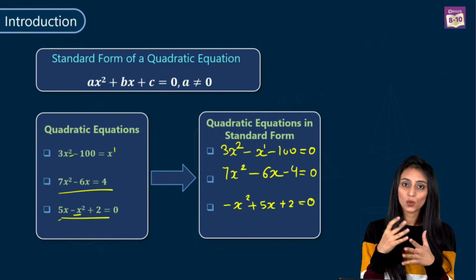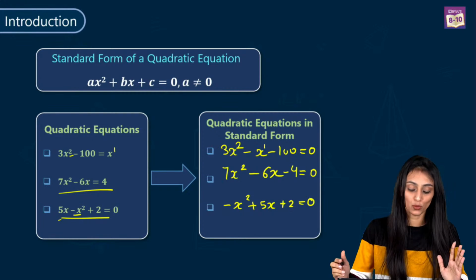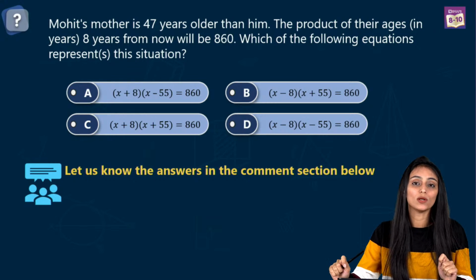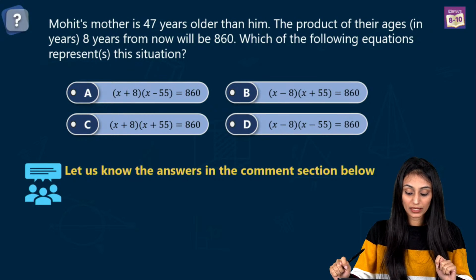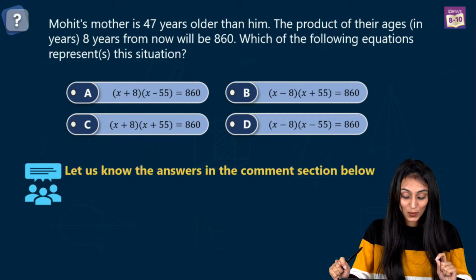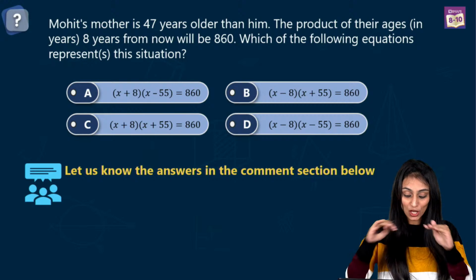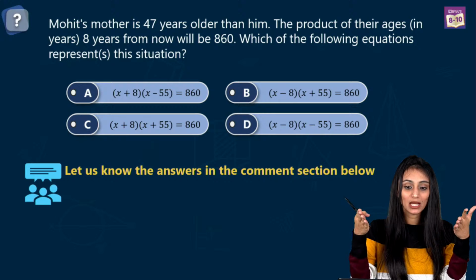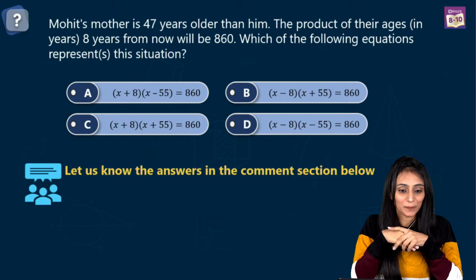So we know about the basics, right? Now let's try out a question to check your understanding. Mohit's mother is 47 years older than him. The product of their ages in years, 8 years from now will be 860. Which of the following equations represent this situation? So you can see 4 options over here. You can solve this question and let me know the answer in the comment section here.